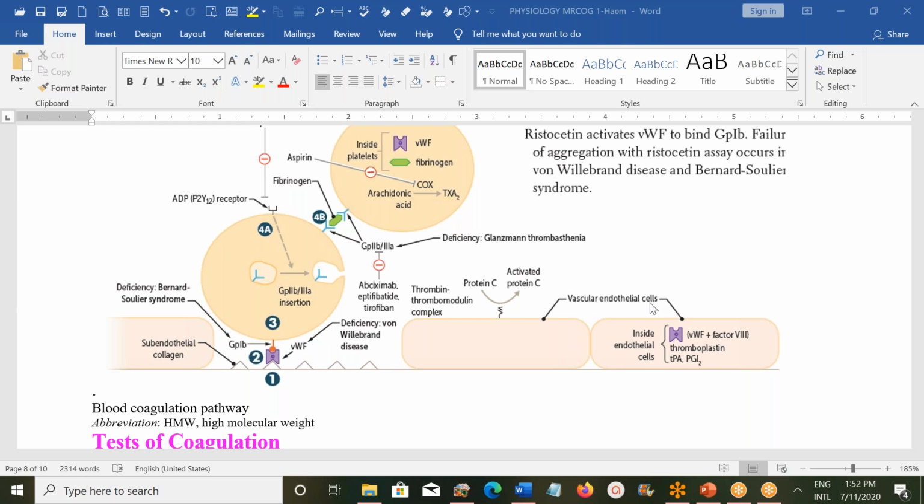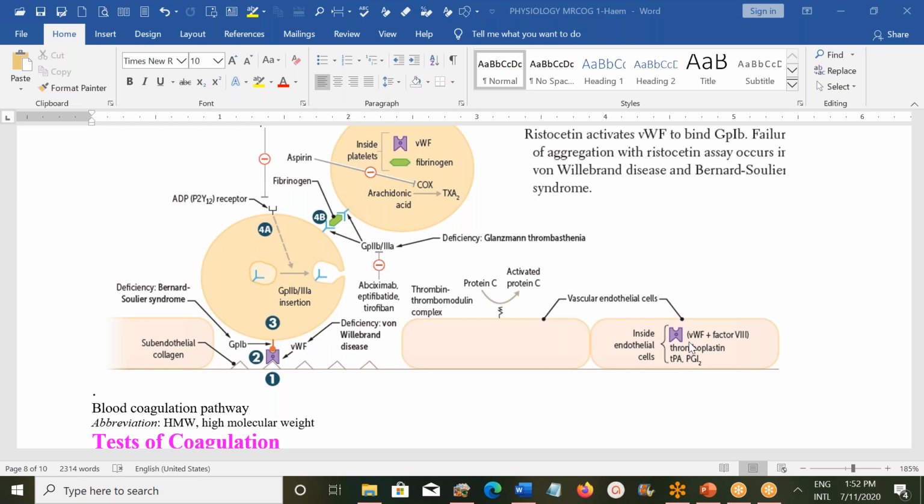So if these are the vascular endothelial cells, then we know inside the cell what will happen. The purple one is the von Willebrand factor. This von Willebrand factor is expressed because it is going to act as a glue, and then the platelets will come and attach. If there is deficiency of the GP1B receptor, then you can understand that if this receptor is not here, how will the platelet come here and attach itself? So it cannot. That is the point.